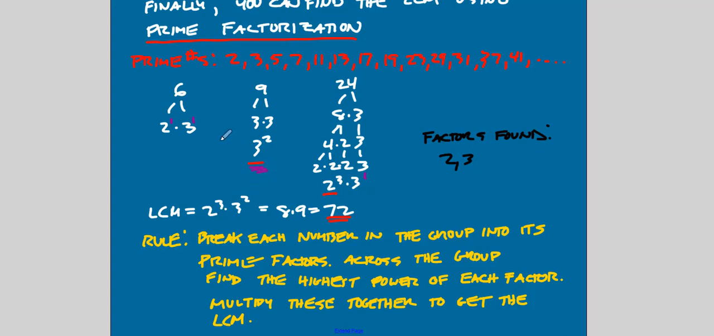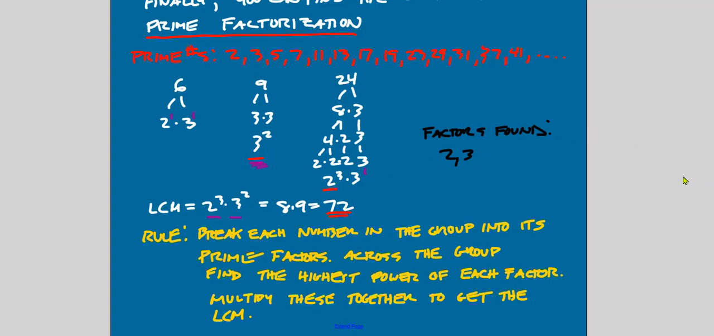Then we look for highest powers of 2. Okay, so we have 2 to the first here, nothing here, that's 2 to the 0, or it's just 1, but there is no factor of 2 here. Then here we have 2 to the third. So 2 to the third is a higher power than 2. So 2 to the third is the highest power of 2 that we see. So we have 2 to the third times 3 to the second, which is 8 times 9 is 72. So the least common multiple of 6, 9, and 24 is 72.